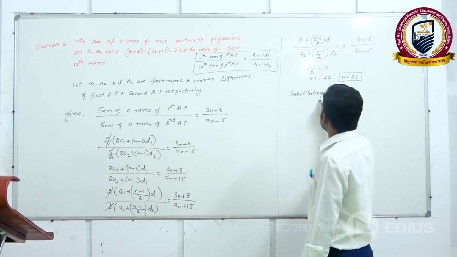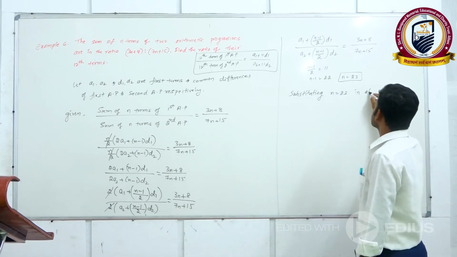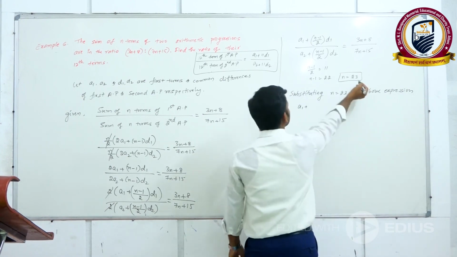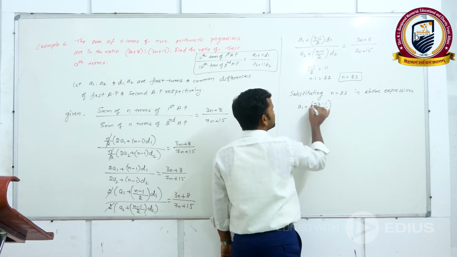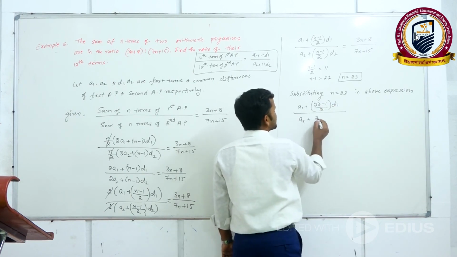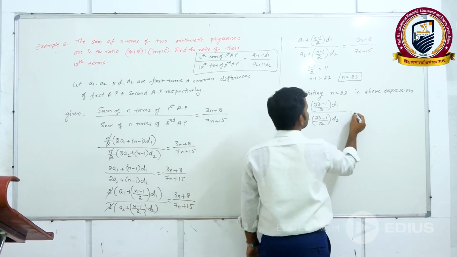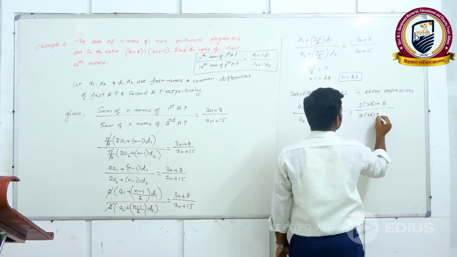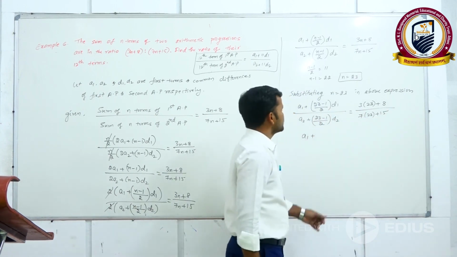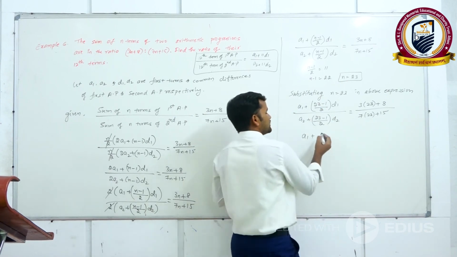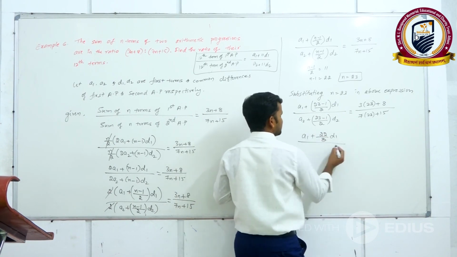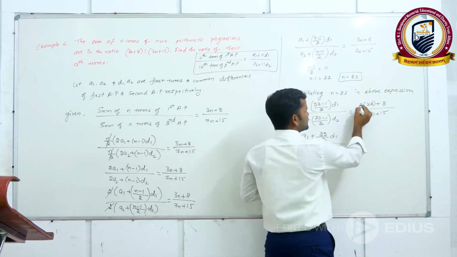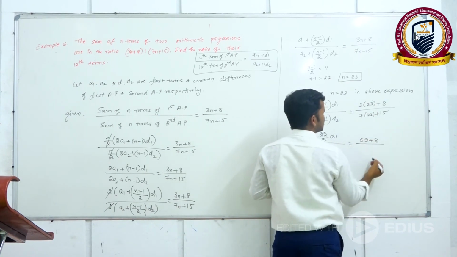Substituting n is equal to 23 in the above expression, we have a1 plus 23 minus 1 by 2 into d1 divided by a2 plus 23 minus 1 by 2 into d2, which is equal to 3 into 23 plus 8 divided by 7 into 23 plus 15. a1 plus 22 by 2 into d1 divided by a2 plus 22 by 2 into d2, which is equal to 3 into 23, which is 69, plus 8 divided by this one.